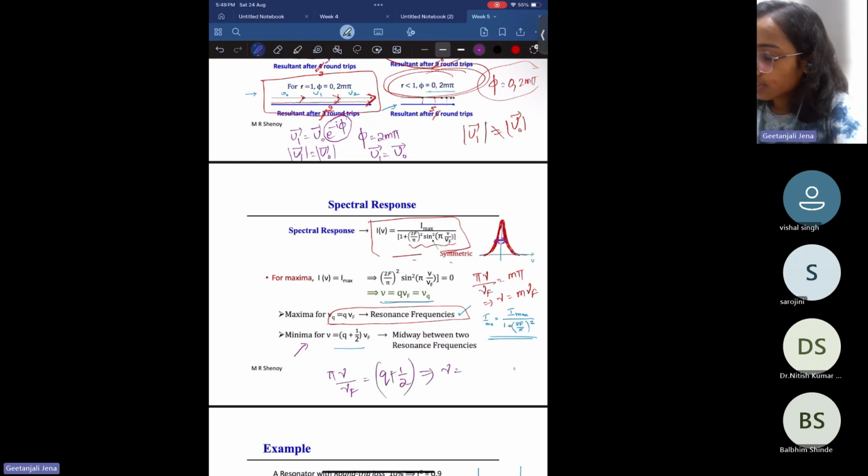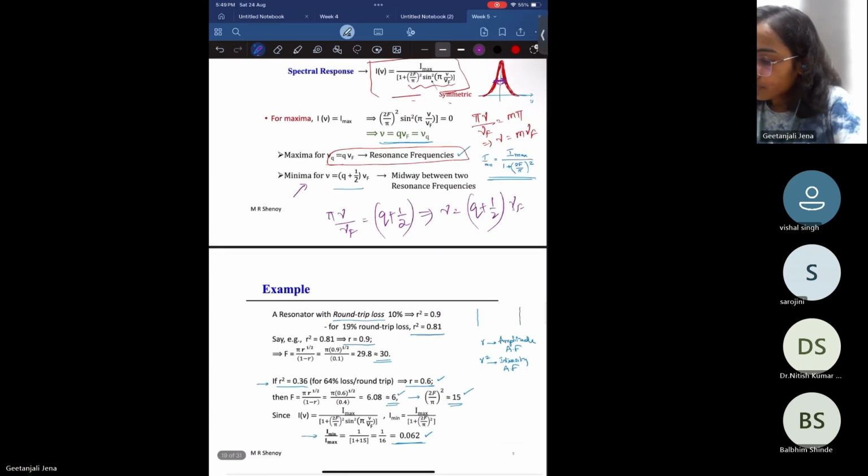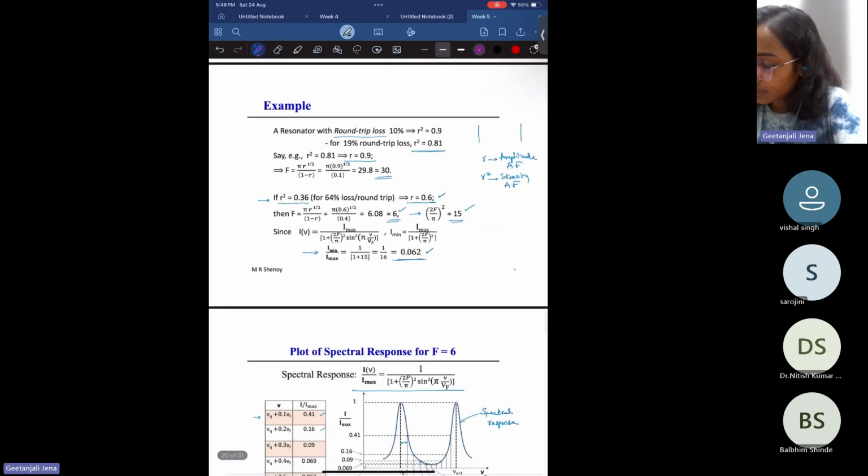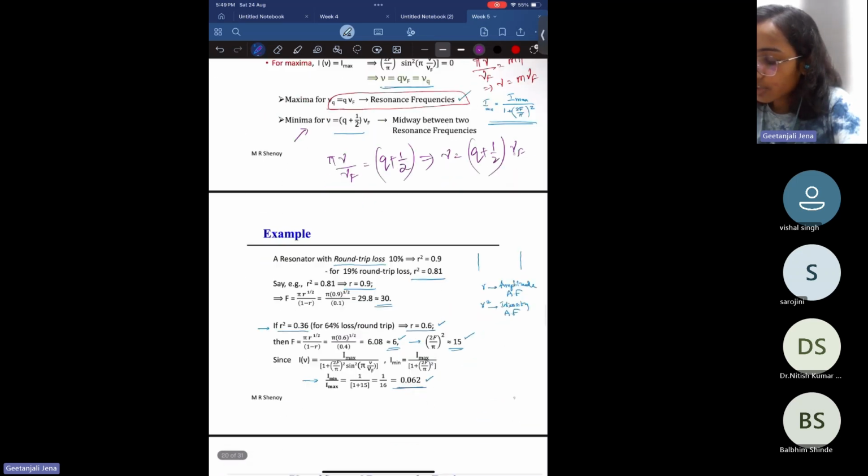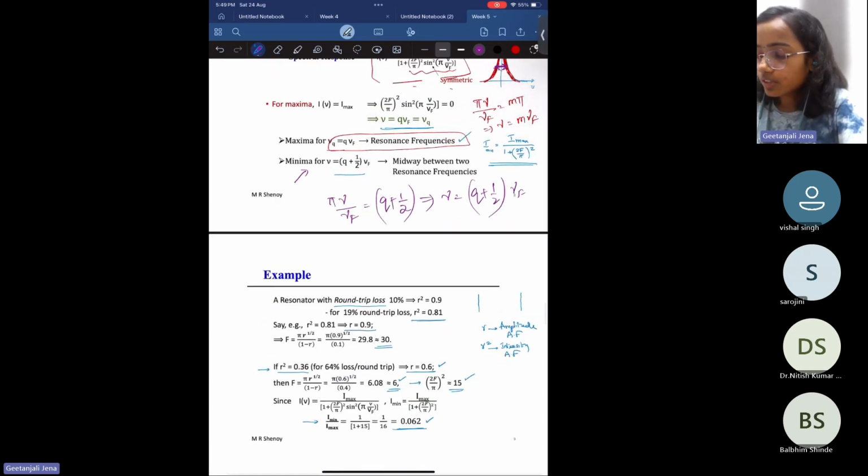So that means nu is q plus half nu f. These are the locations of minima and maxima in this spectral response. And this is one of the examples to calculate the ratio between the minimum intensity and the maximum intensity of the spectrum profile.